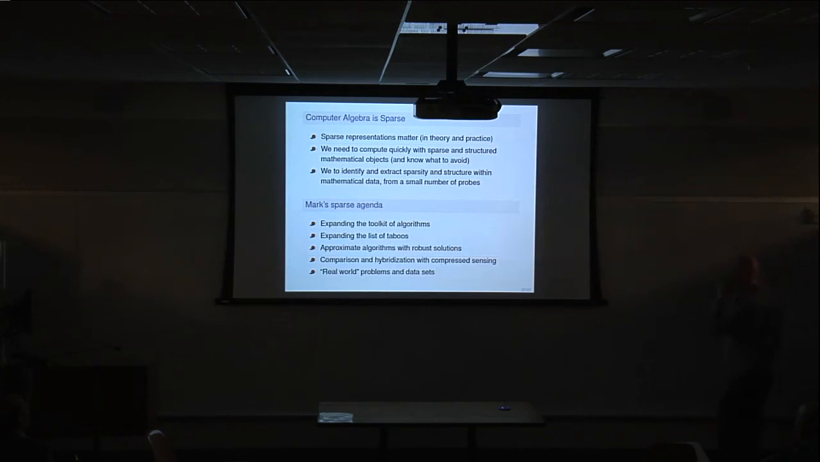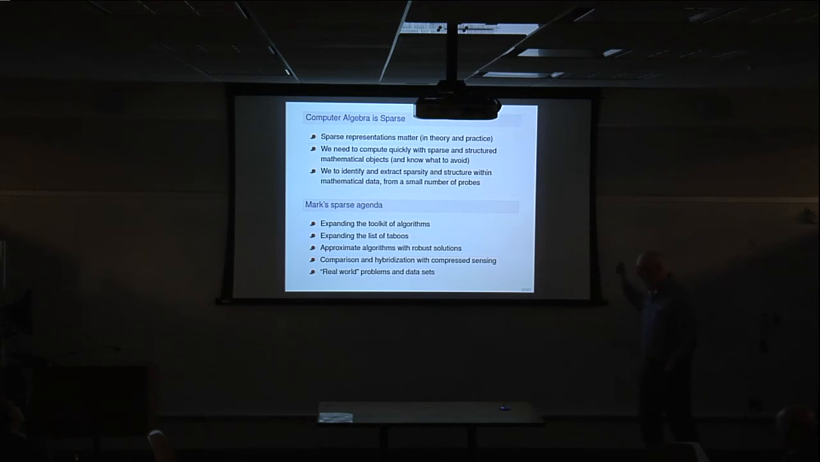Nonetheless, I'll stop there, and I'll start with a bit of a mission statement here. Sparse representations really matter. We need to be able to compute quickly with sparse and structured mathematical objects, and we also have to know what to avoid. So we have to be able to avoid those NP-complete problems. We have to know what the right questions are.